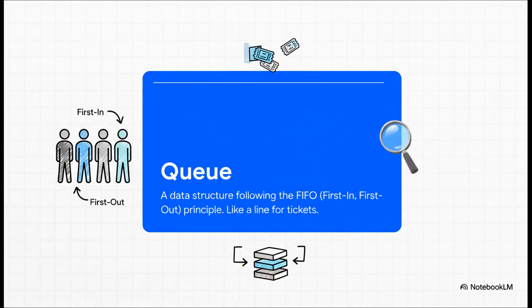The guiding principle here is FIFO, first in, first out. And the perfect real-world example is just a line, or a queue, for movie tickets. The first person to get in that line is the first person who gets to buy a ticket. It's fair, it's orderly, it's a queue.